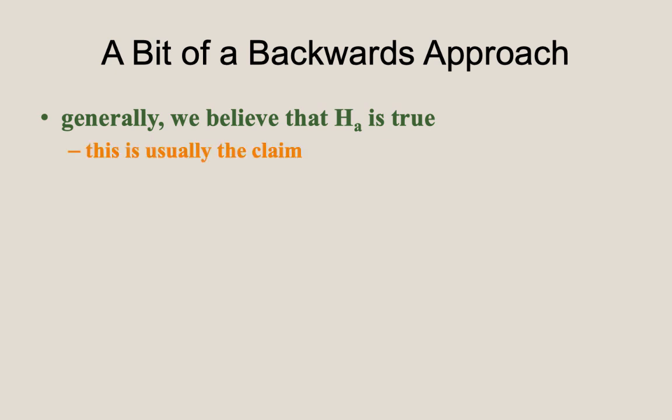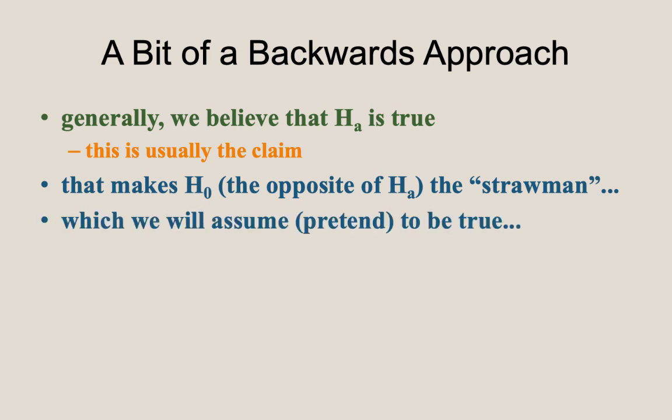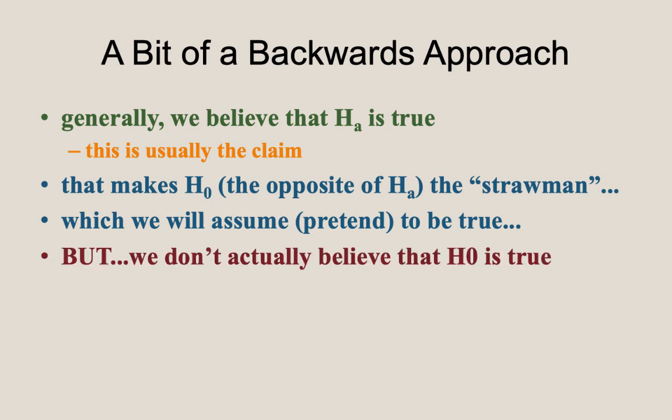Generally, we believe that H sub A is true. The consequence of this is that the null hypothesis, H sub 0, the opposite of H sub A, this second hypothesis becomes the strawman, and we move forward assuming H sub 0 to be true, but we do not actually believe that the null hypothesis is true under most circumstances.